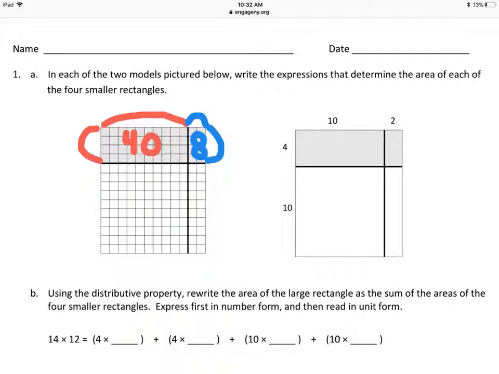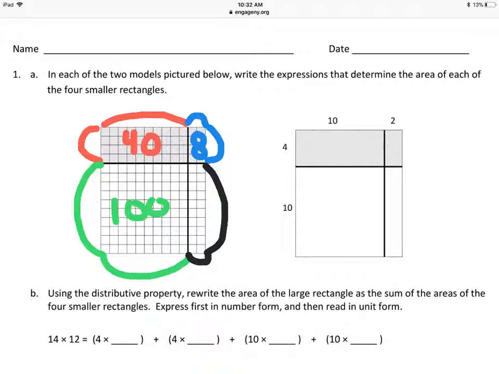Now, if we do 10 times 10 is 100. There actually are 100 squares in that box. And if we did 10, which is this way, times 2 across, there'd be 20, and there are indeed 20 squares in that box. And if we go down here, as we solved already, it would be 4 times 10, 4 times 2, 10 times 10, and 10 times 2. Then you would add all those up to get your answer.